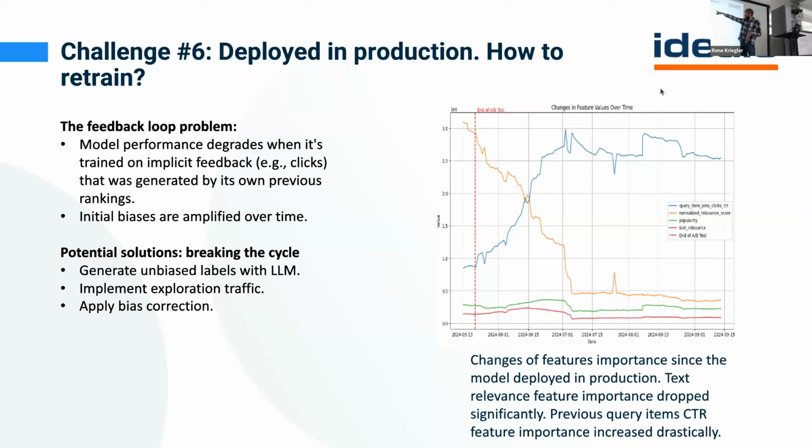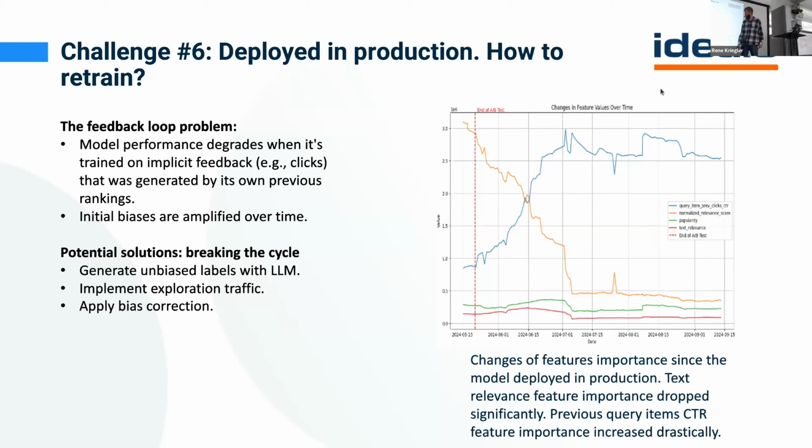This is the plot which indicates how the feature importance for the model changed. The red line is the end of the A/B test, the time when we deployed. Then the text relevance importance drops significantly, and the previous query item CTR increased significantly. What it means is that the model starts relying on its own clicks. It says, the clicks I predict are the most relevant feature, and just visually it was obvious that it was bad.